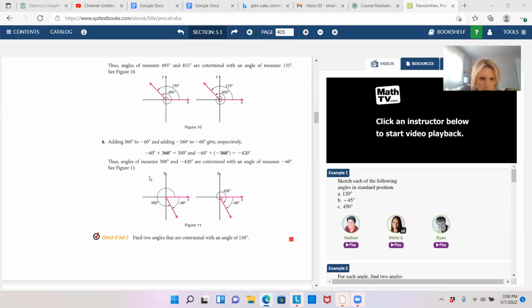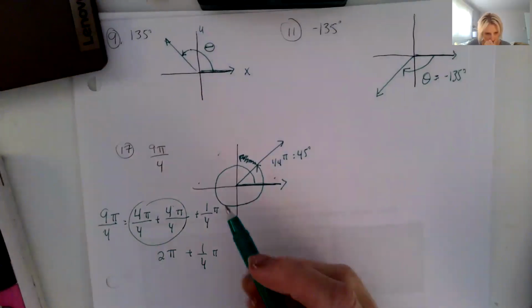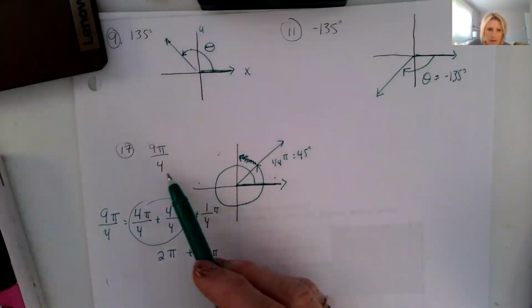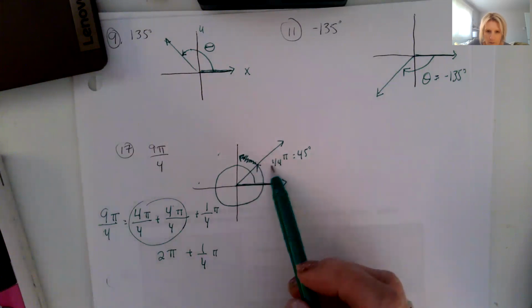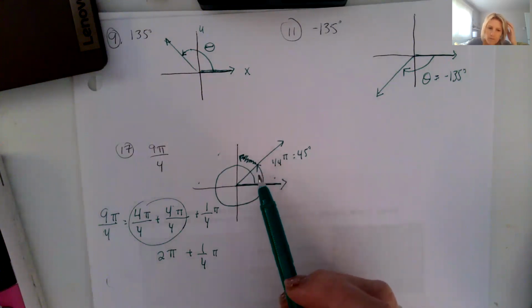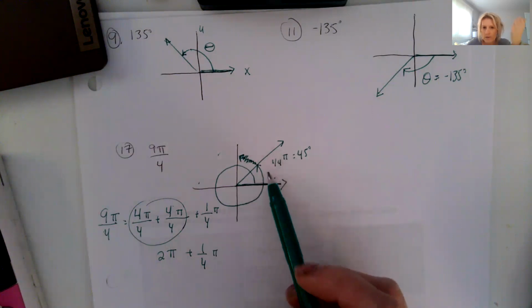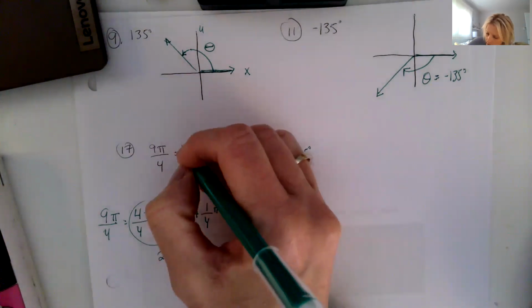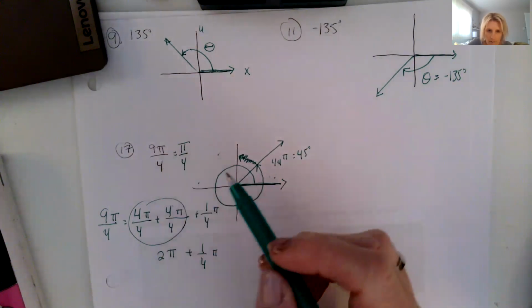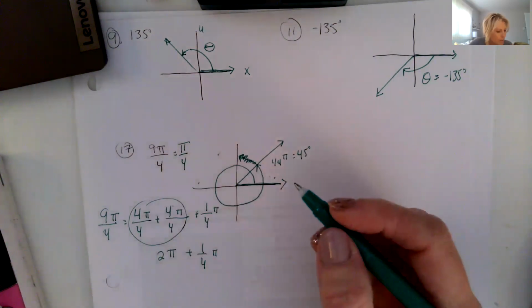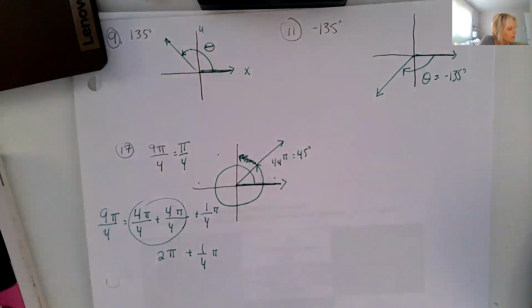We can do the same thing going clockwise in the negative direction. So let's go back to my paper, and I'm going to show you how in number 17 we essentially found coterminal angles, because we said that 9/4 pi is all the way around plus an additional pi over 4. So pi over 4 is coterminal with 9 pi over 4.